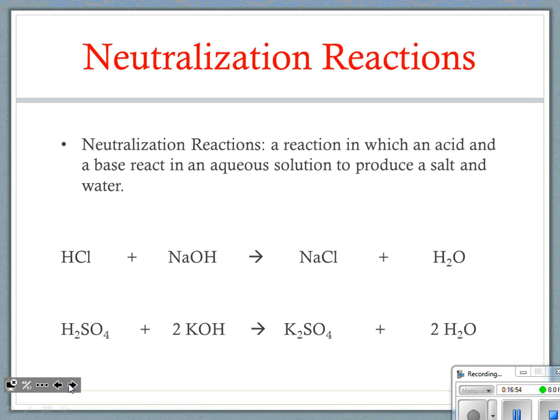And when we talked about double replacement reactions, we talked about a specific type of a double replacement reaction that dealt with acids and bases. And we even named that specific type as a neutralization reaction. A neutralization reaction is a reaction in which an acid and a base react in an aqueous solution to produce a salt and water. So if you want to think about it as the acid is neutralizing the base, or vice versa, the base is neutralizing the acid. Either way that you look at it, it is a neutralization reaction.